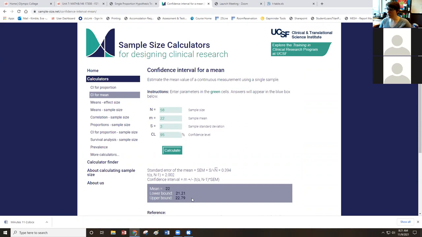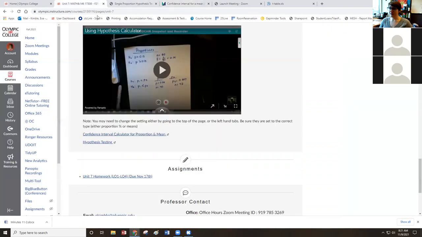Hitting calculate, it's going to give you that lower bound and upper bound, which is exactly what we found because we're amazing. So again, you guys are more than welcome to use this on the homework, on an exam, anything like that. You don't have to do it by hand. If you want to, that's totally fine. Okay, so again, that's at the end of unit 7. And there's also a little video there in case you forget how to use it.